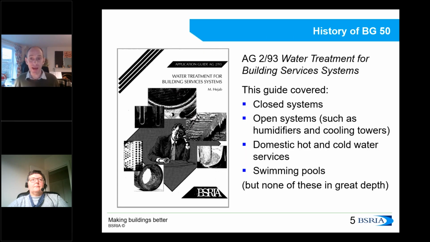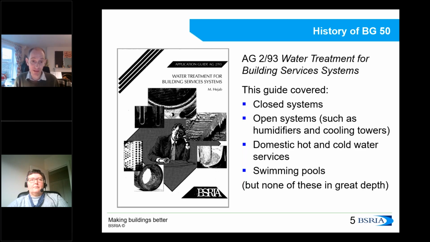I'll now talk a little bit about the history of BG50, of how we got to where we are today. So back in the 90s, long before I was at BSRIA, we had a guide, AG293. So 93 is the year that it was published. And it covered the more general topic of water treatment in building services systems. It did cover closed systems, but it also covered other systems such as open systems, hot and cold water, swimming pools. It was a relatively short guide compared with what we have now, and because it was covering a number of topics, none of these were covered in great depth.